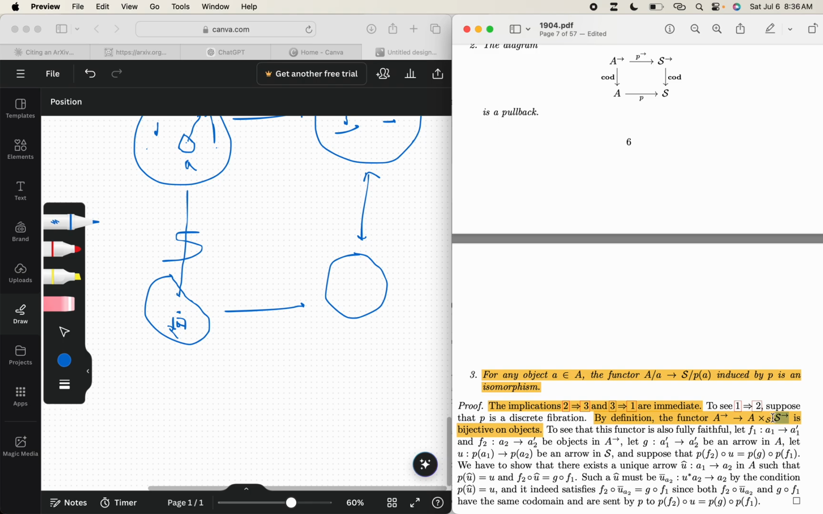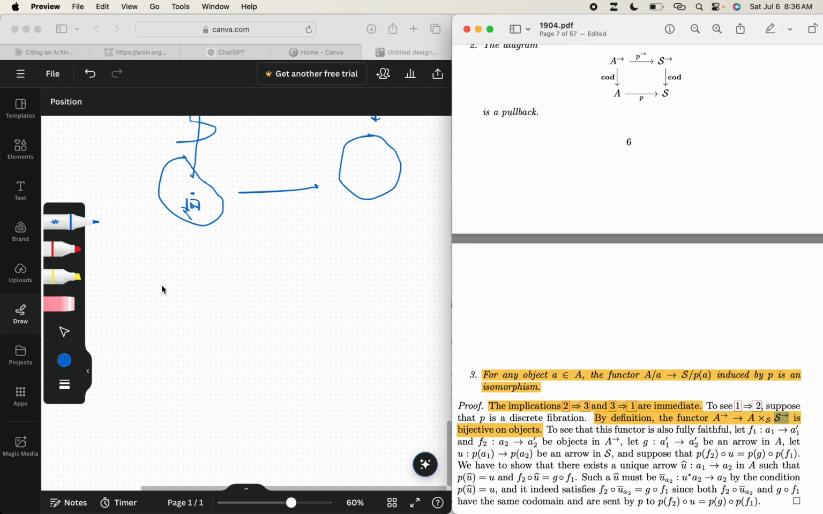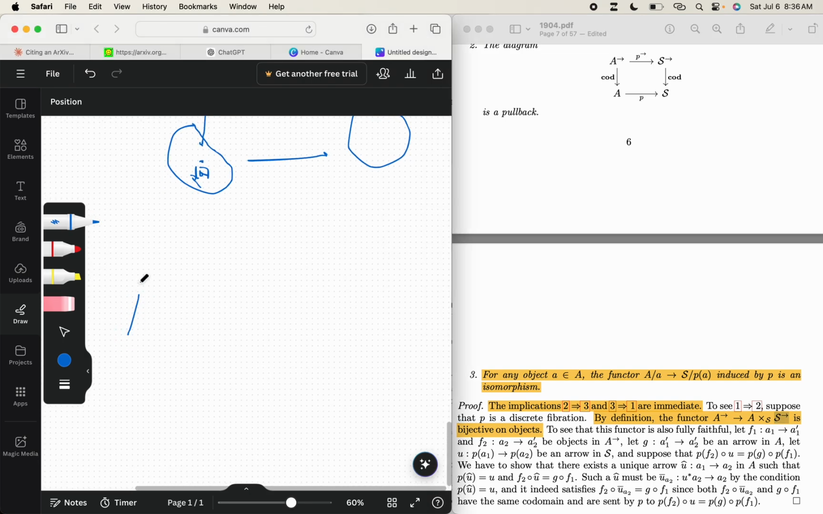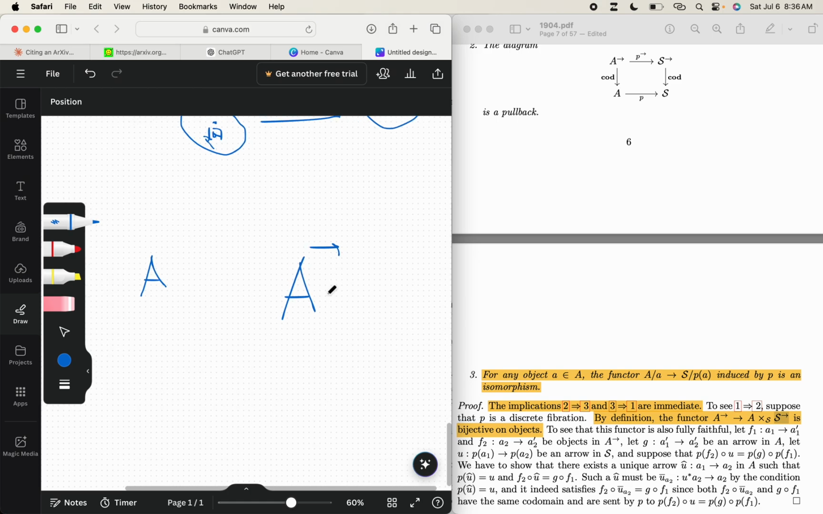Let's see. Arrow category of S. So there's some reason that, yeah, that's interesting. Let me think about this for a second. So you have A, and you've got its arrow category. You've got S, and you've got S's arrow category. And here they say, suppose that P is a discrete fibration. And then they say by definition, and I'm not sure if they're saying that by the definition of a discrete fibration. Well, wait a minute.